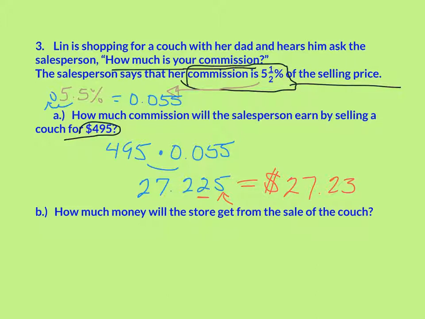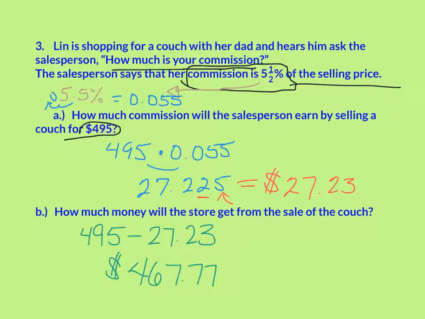Then they ask, how much money is the store going to get from the sale of the couch? Well, the store is going to get whatever's left over after the salesperson gets their commission. So now we're going to be subtracting $495 minus the commission, $27.23. And again, use your calculator, and you should end up with $467.77.